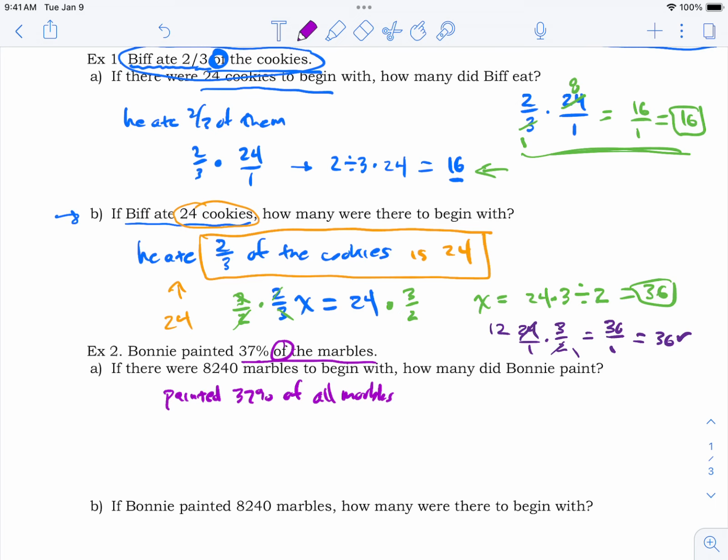And then you say, well, what's this 8240? It says there were 8240 to begin with, so she painted 37% of those. So she painted 37% of the 8240 marbles. And that's the question. How much is that? Now here, of means times.